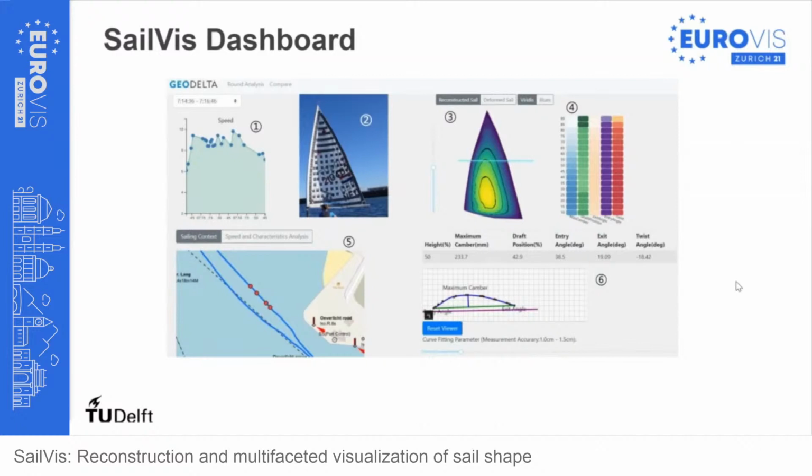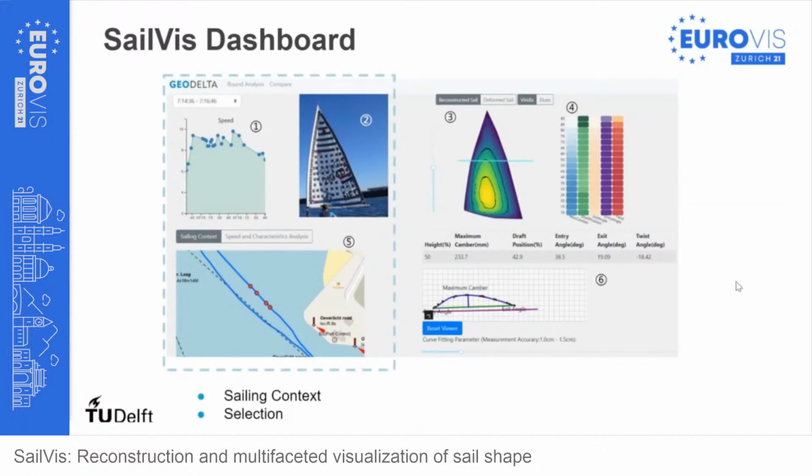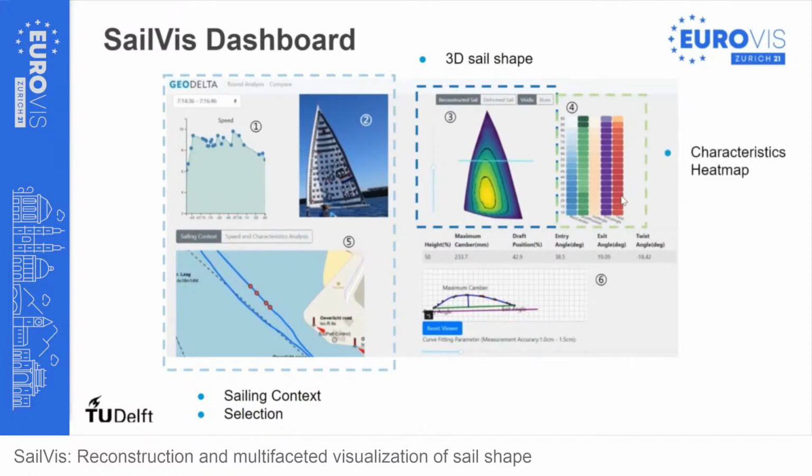In order to fulfill the visualization task, we designed the SailVis dashboard. It consists of the following 4 parts. On the left is the sailing context, which includes the speed line chart, the real image of the sail, and the boat track of the training run. They can also serve as a selection tool. In the middle is the 3D sail shape, which gives an overview of the 3D structure of the sail. Beside it is the characteristic heat map, which gives an overview of the characteristics of the sail shape along the sail.